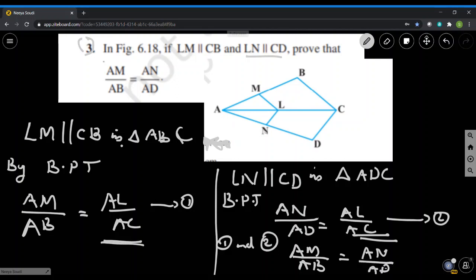AD. Hence the answer. So when you are doing the problem, first you want to write the given. Then you can write to show AM by AB is equal to AN by AD. If there is an extra construction or extra drawing, that you also have to note down.